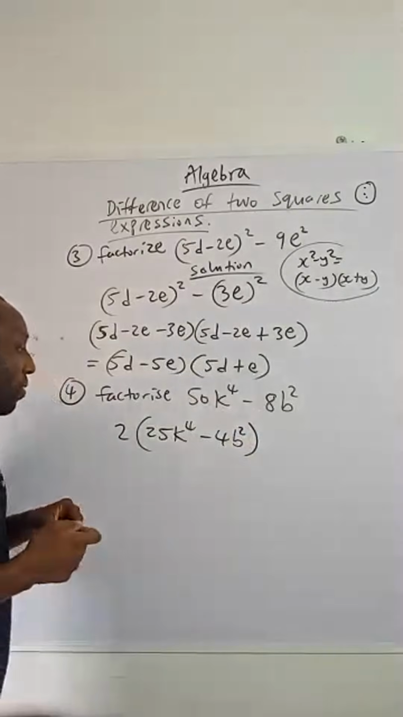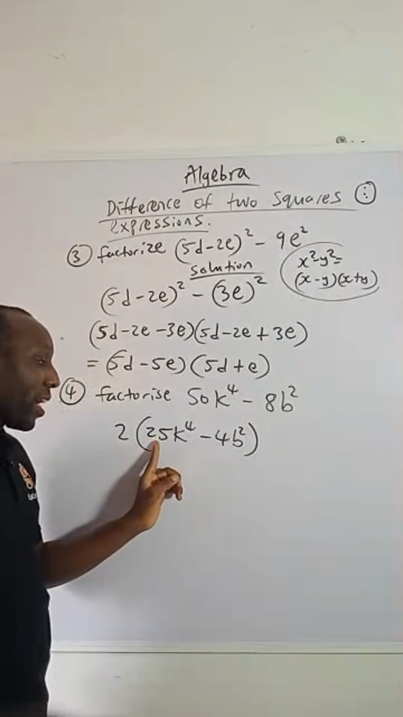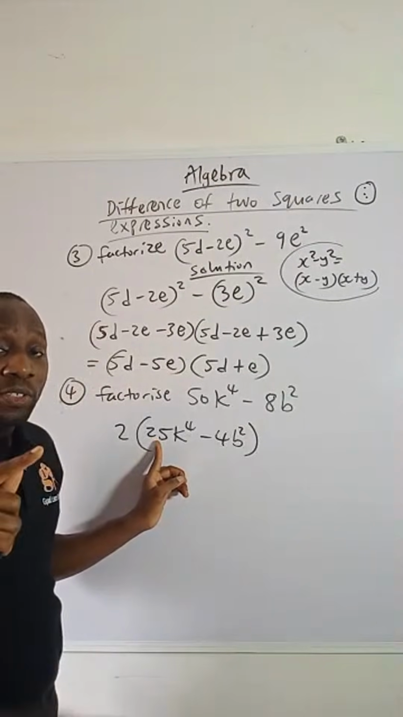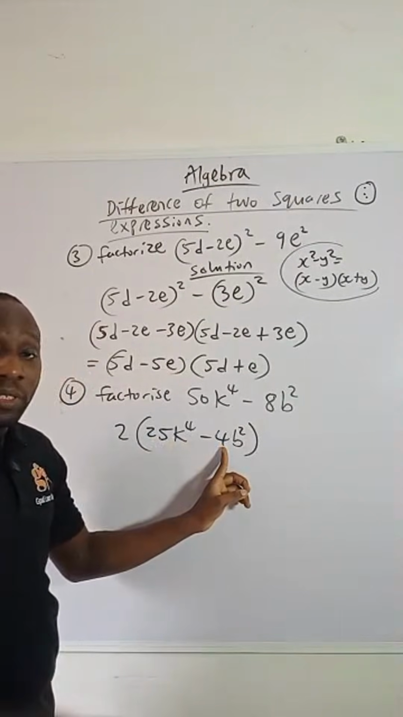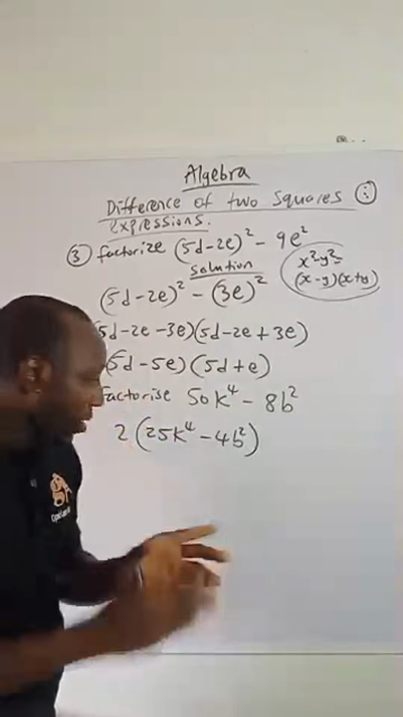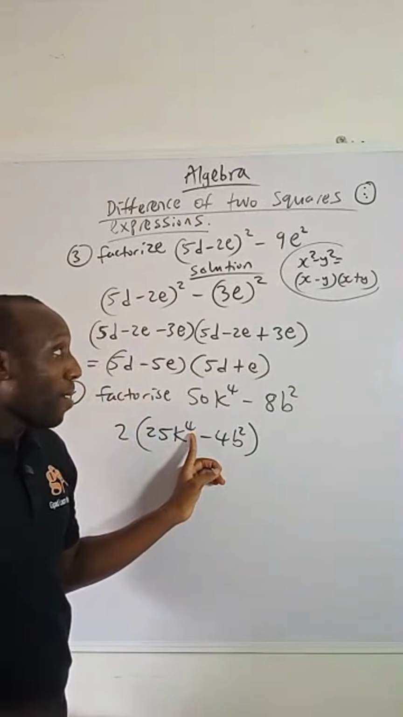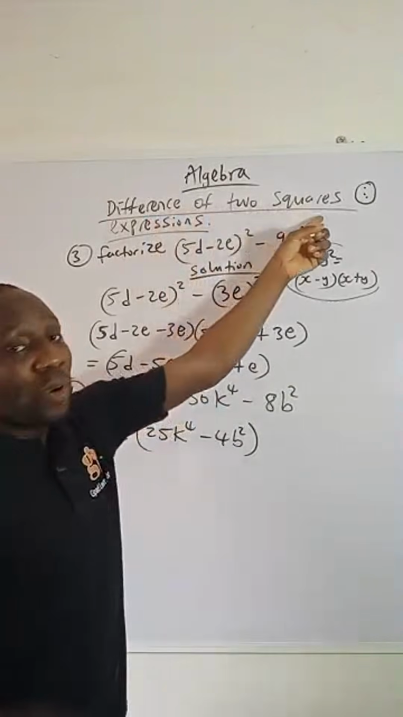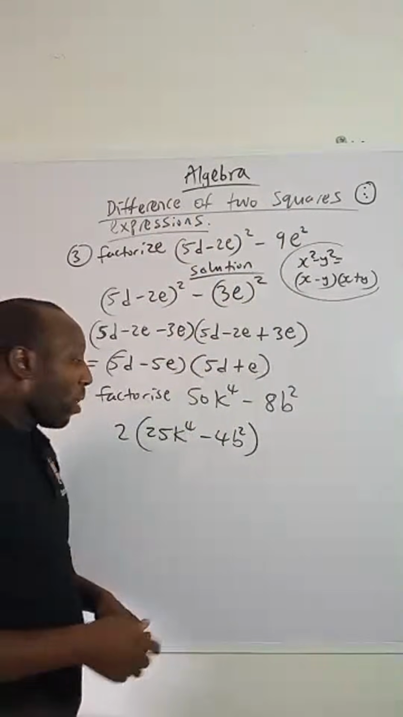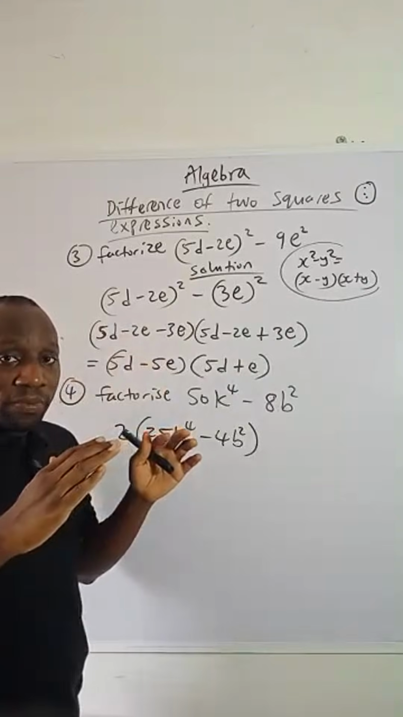But are we done factorizing? No, we are not done. You know why? 25 can be written as 5 raised to the power of 2. 4 can be written as 2 raised to the power of 2. But we have a small challenge. See k here. K has a power of 4. But we're talking about difference of 2 squares. This is not a square, right? So how can we write this power of 4 so that it will have a sort of square?